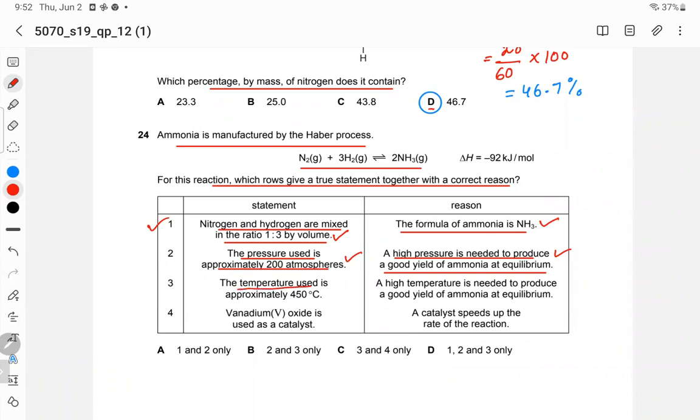The temperature used is approximately 450 degrees Celsius. Yes. A higher temperature is needed to produce a good yield of ammonia at equilibrium. No, this explanation is wrong. A higher temperature is needed to increase the rate of the reaction. So the third statement is wrong. 1 and 2 are correct. The third statement is present in B, C, and D, so all go wrong. We are left with option A. So A is our correct answer.